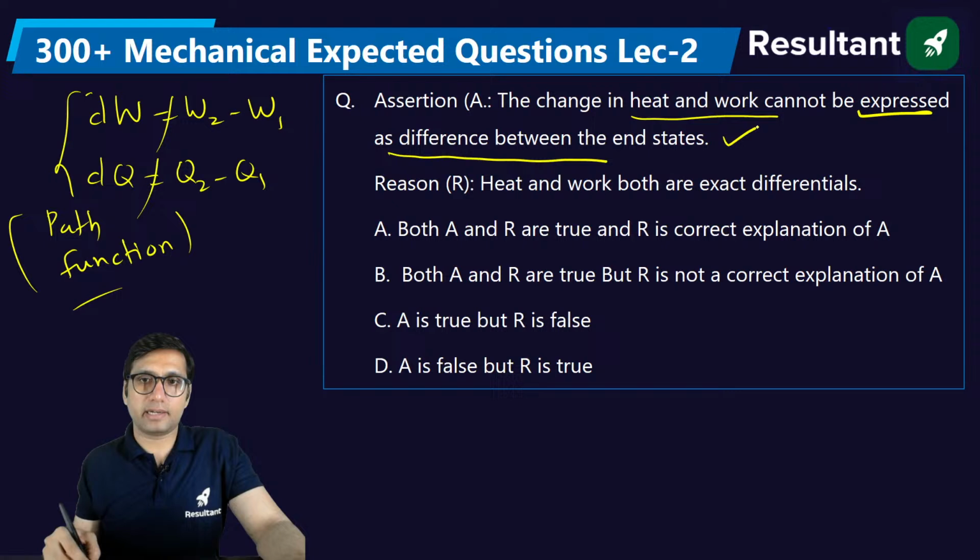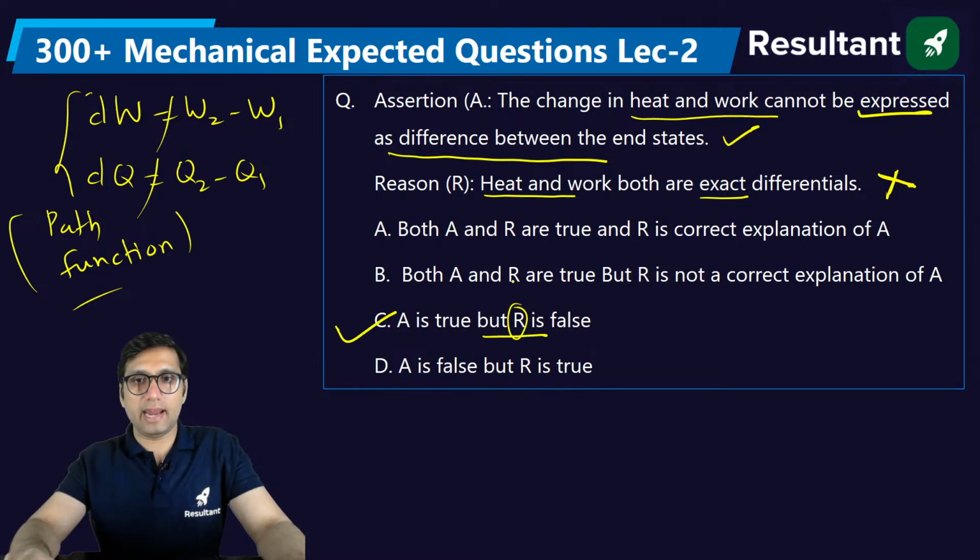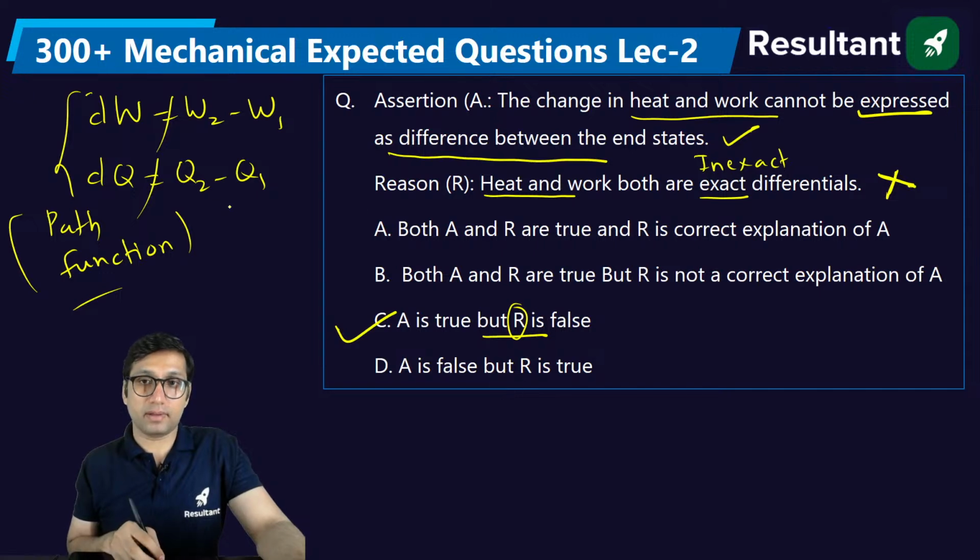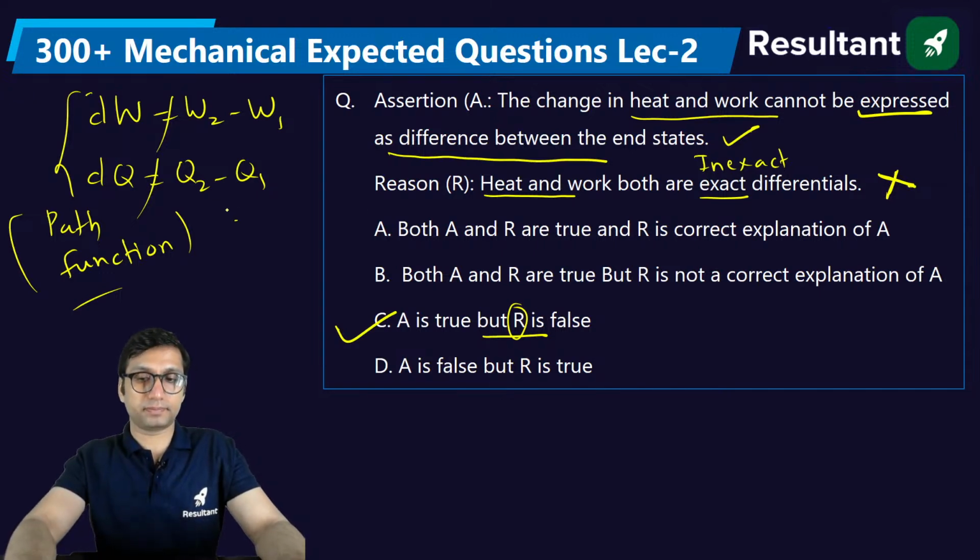So this is correct. Reason: heat and work both are exact differentials. This is wrong. This statement is not correct. So A is true but R is false. Reason is false. Heat and work are inexact differentials, not exact. They are path functions and inexact differentials.